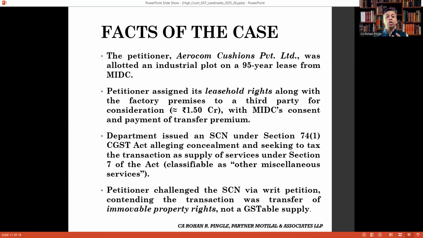So the department issued a show cause notice under section 74 sub-section 1 of the CGST Act alleging concealment and seeking to tax the transaction as supply of services under section 7 of the Act, classifiable as other miscellaneous services. The petitioner challenged the show cause notice via writ petition, contending that the transaction was a transfer of immovable property rights and not a GST supply.